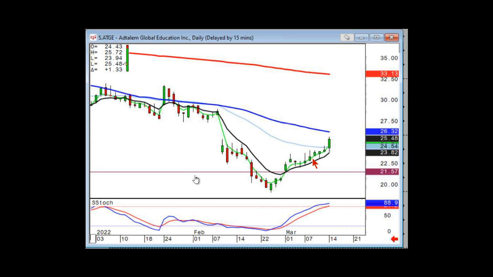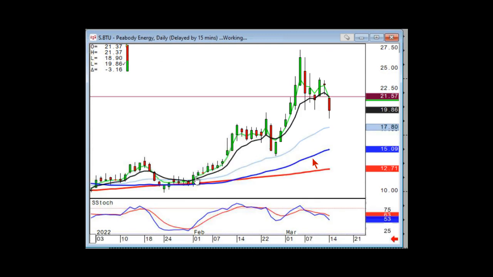I don't know why I have this one over here. We were looking at ATGE earlier. I'm going to skip it since I don't know what. BTU. Once again, the further away you move from the T-line, you put your safety stop right there. Now, it looks like they could probably bring it back down to the 50-day moving average.